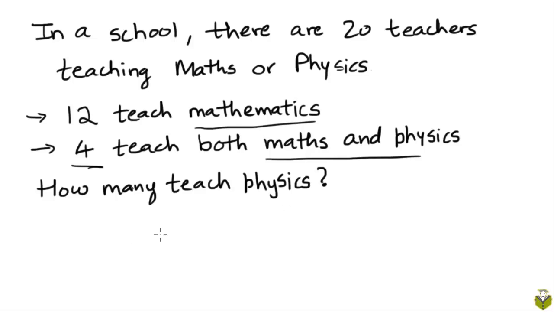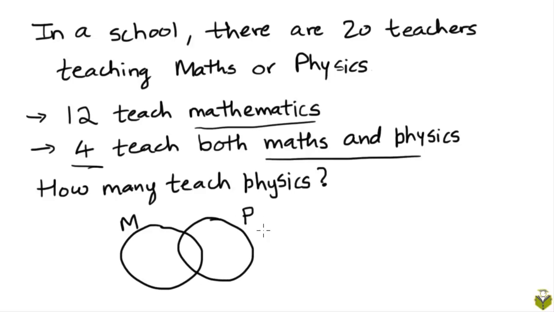So let's draw a Venn diagram. Let's say that we denote the set of teachers who teach maths with the letter M and the set of teachers that teach physics with the letter P. So some of the teachers could be teaching only mathematics, some of them could be teaching only physics, some of them might be teaching both mathematics and physics.